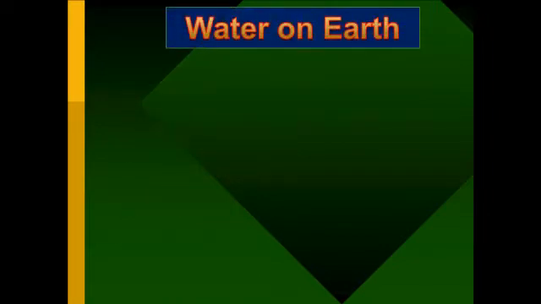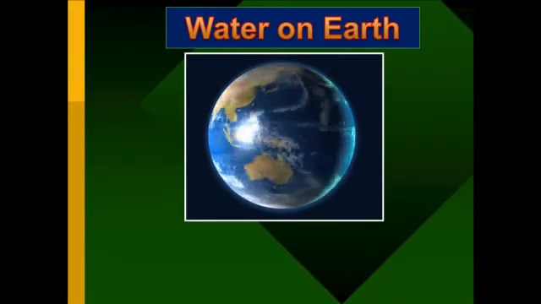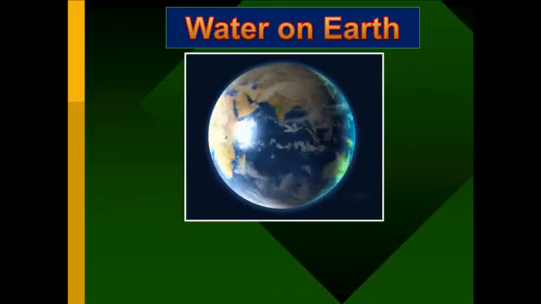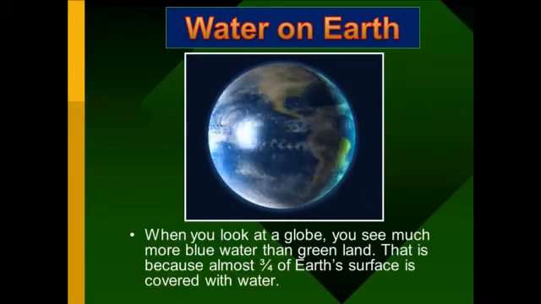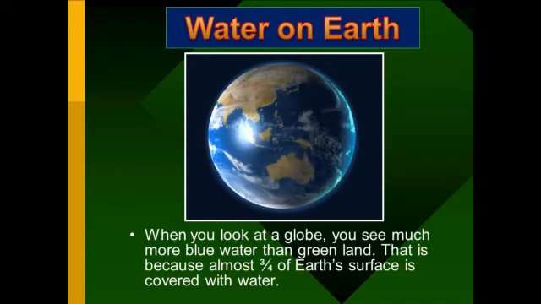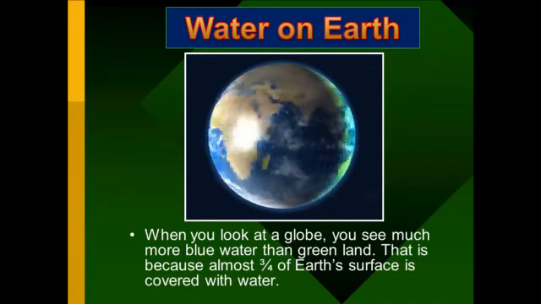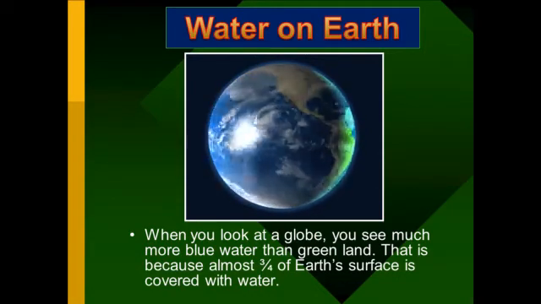Okay, let us start now. Water on Earth. If you're going to look at this image, you will see how beautiful and amazing the Earth is. And when you look at the globe, you see much more blue water than land. That is because almost 3/4 of Earth's surface is covered with water.